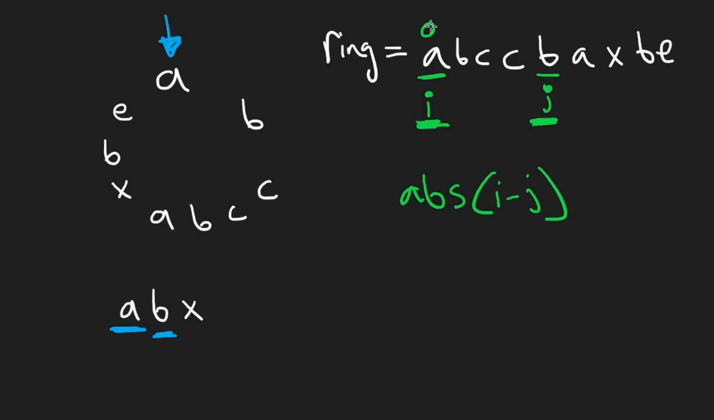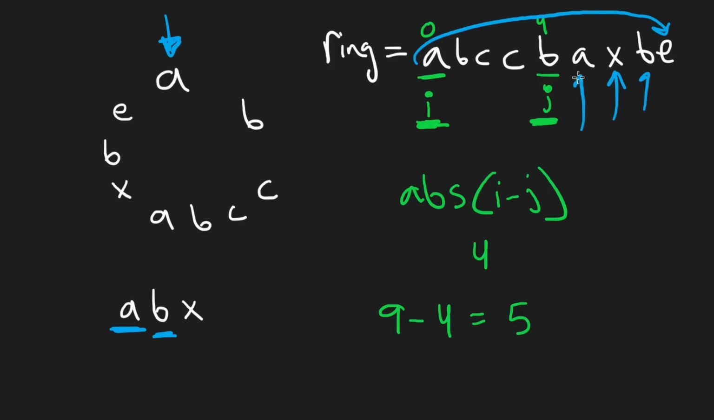So let's say this is index 0, this is 1, 2, 3, 4. We'd take the difference, we'd get a distance of 4. We see that the length of the entire thing is 9. We say 9 minus this, which is 4, is going to be equal to 5. The math does check out because it takes us one jump to get here, 2, 3, 4, 5.